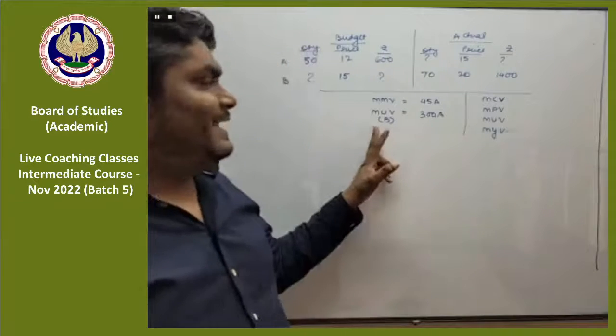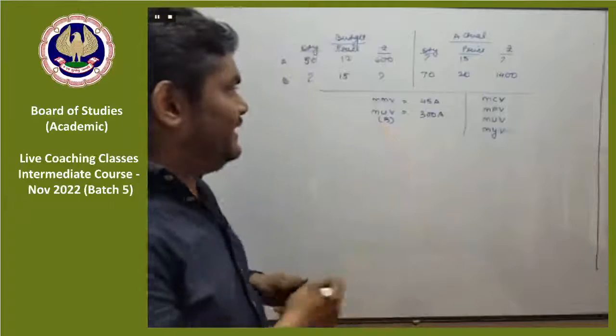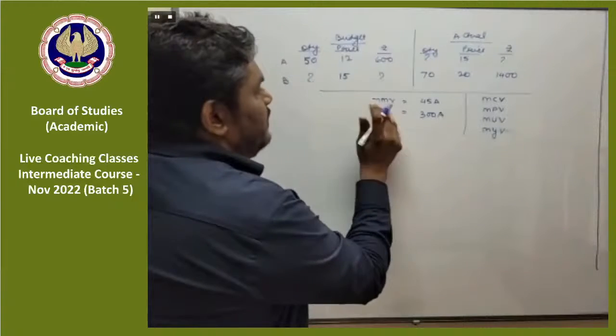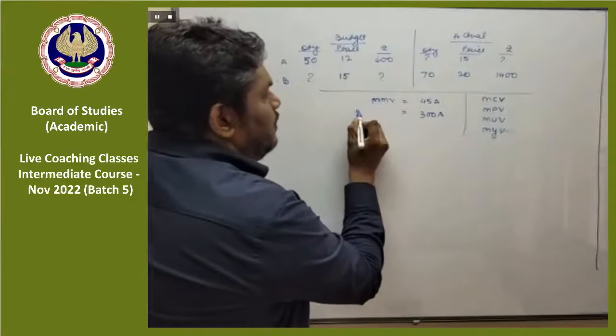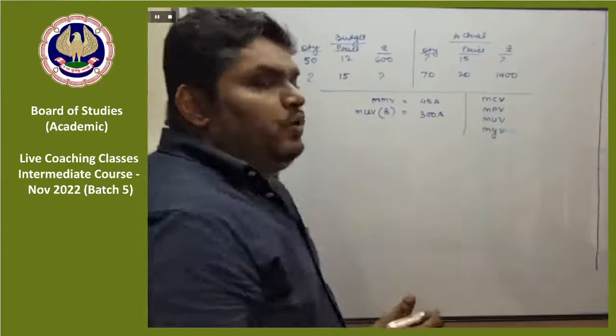This is material usage variance only for B, not for A. This material usage variance is for B. Not for A.